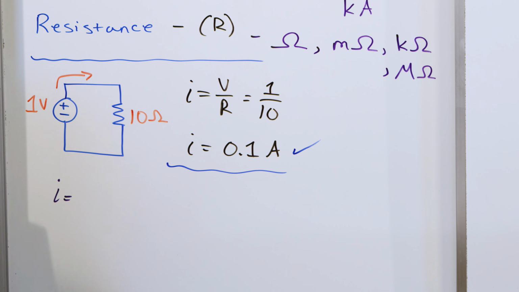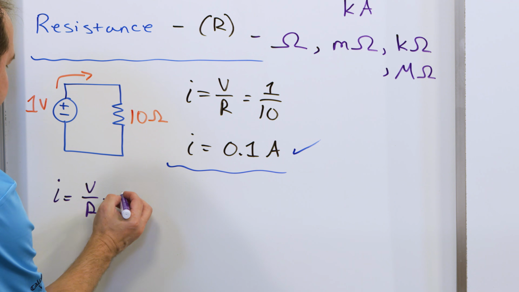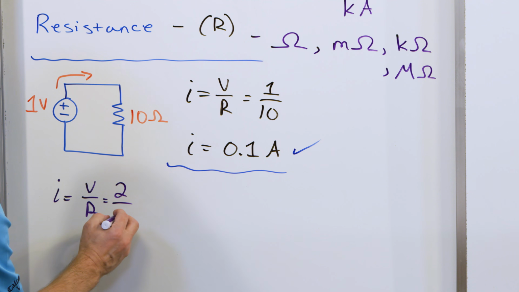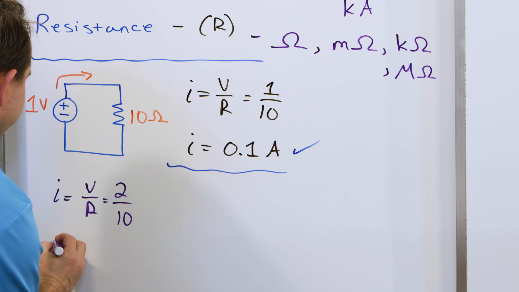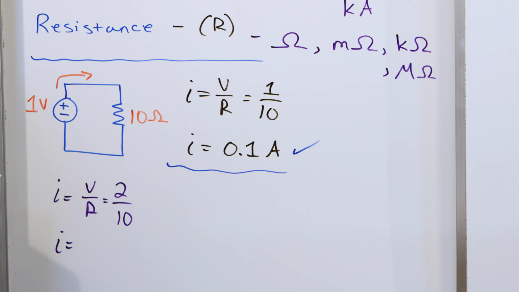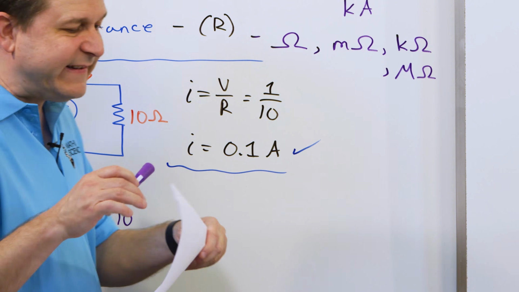But if I replaced it with 2 volts, it would be I equals V over R, but the voltage would now be 2 volts, and the resistance would still be 10 ohms. So I'm working in the base units of volts and amps. And so what I'm going to get for the current, in this case 2 over 10, is 0.2 amps. Now let's go over here and see if that's what we get.